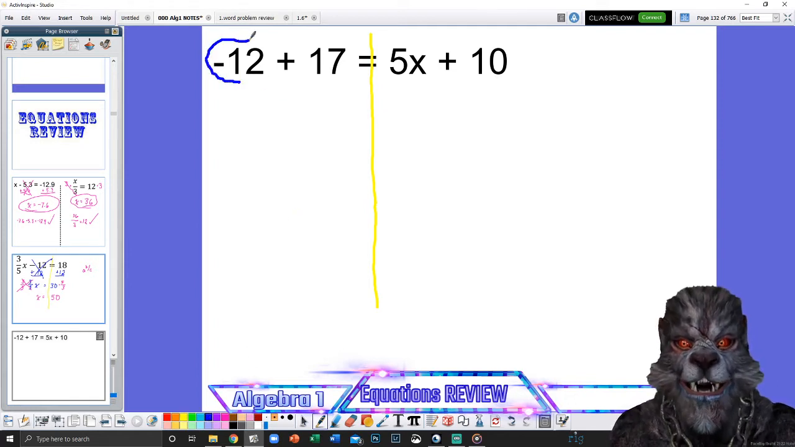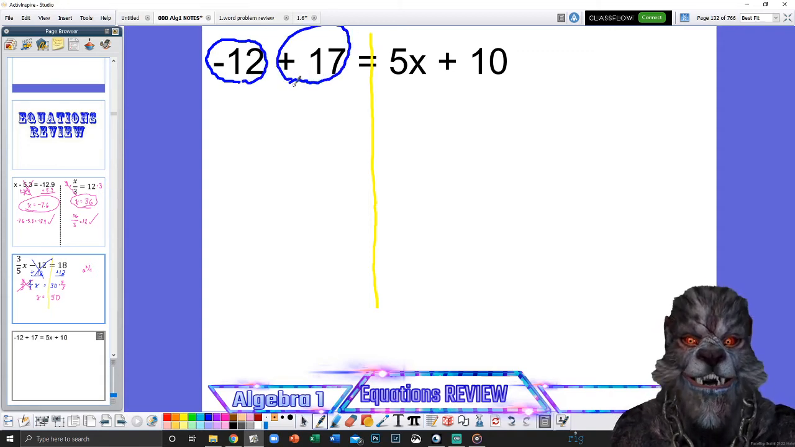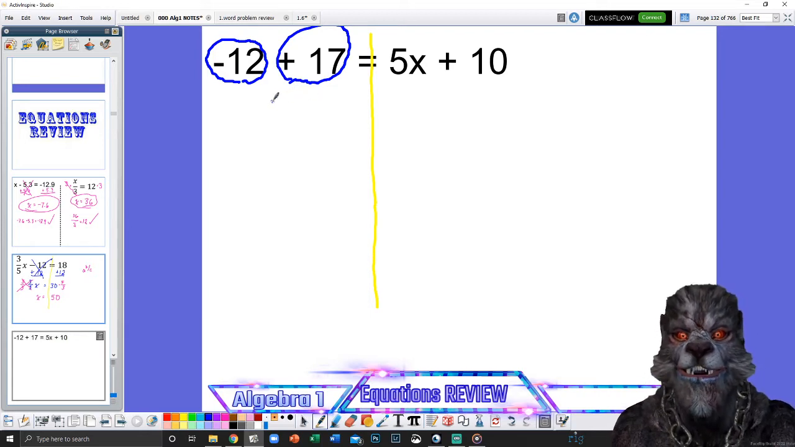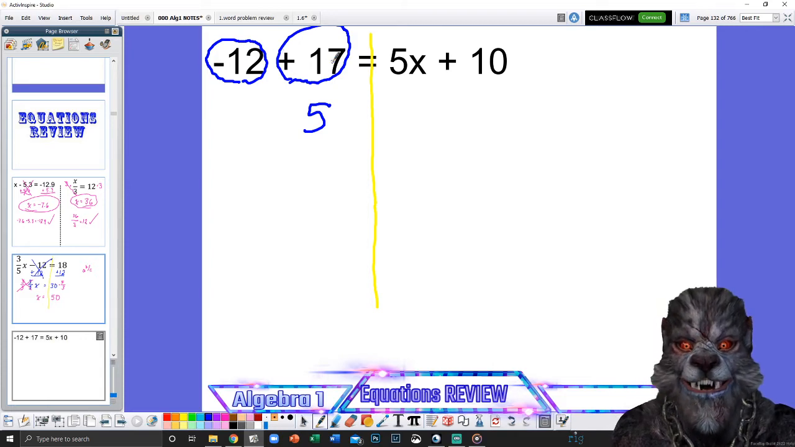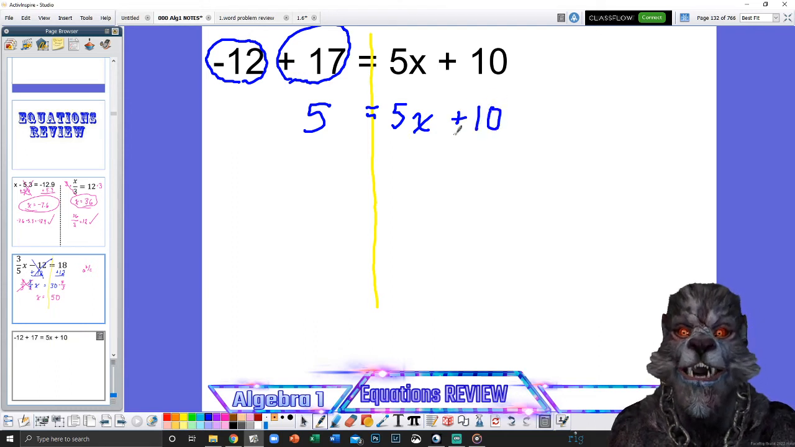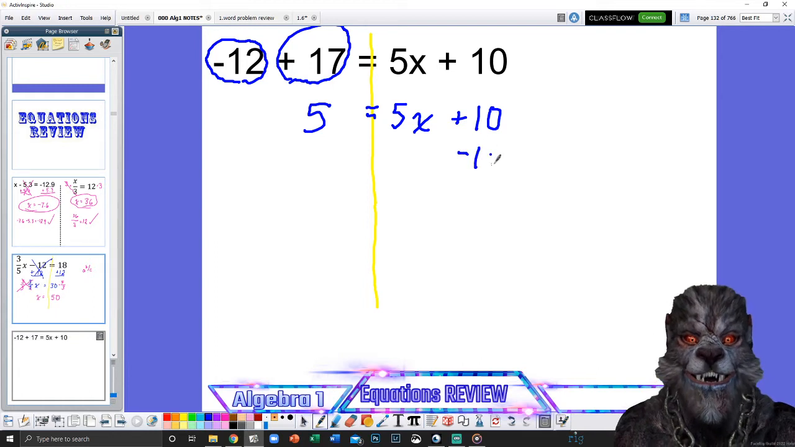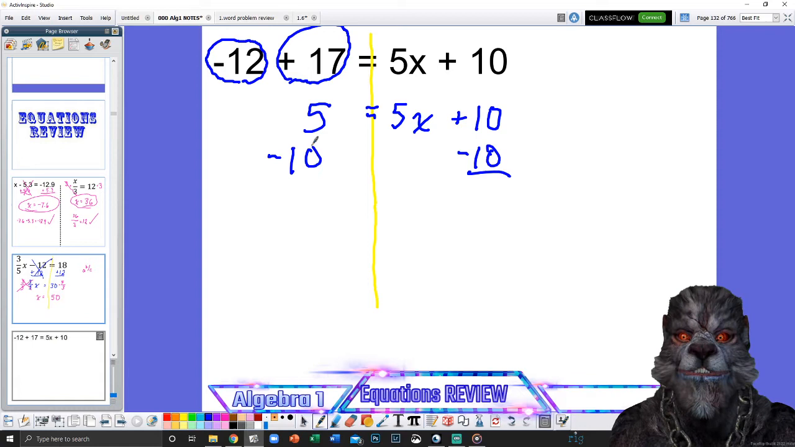Here you saw that there was a number and another lonely number together on the same side. So we're going to put those two things together. That's going to give us 5, because negative 12 plus 17 is 5 on the calculator. Next, I notice that x is on the right side, so I'm going to move the thing that's on the same side as x, but is not touching the x. This was a plus 10, so I'm going to subtract 10 from both sides.